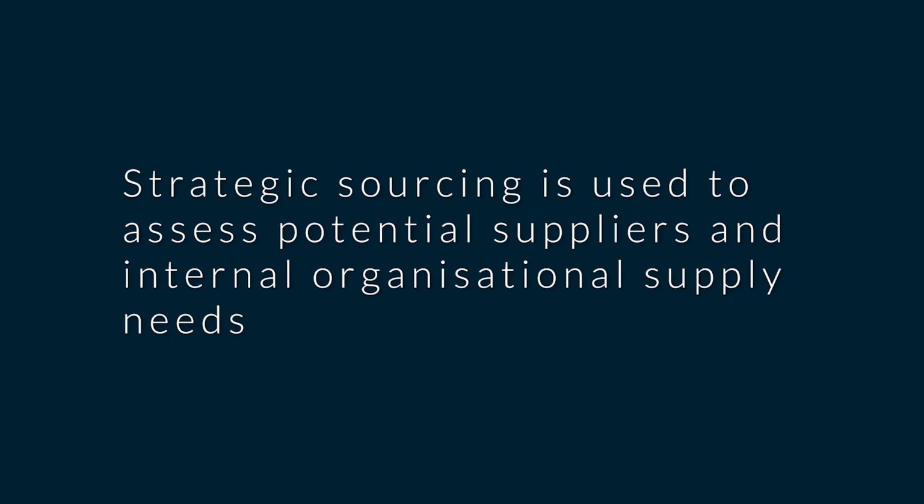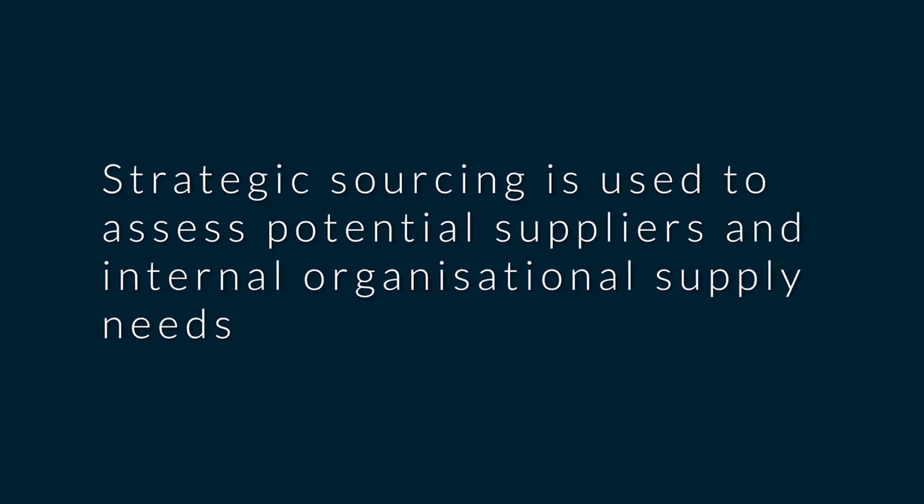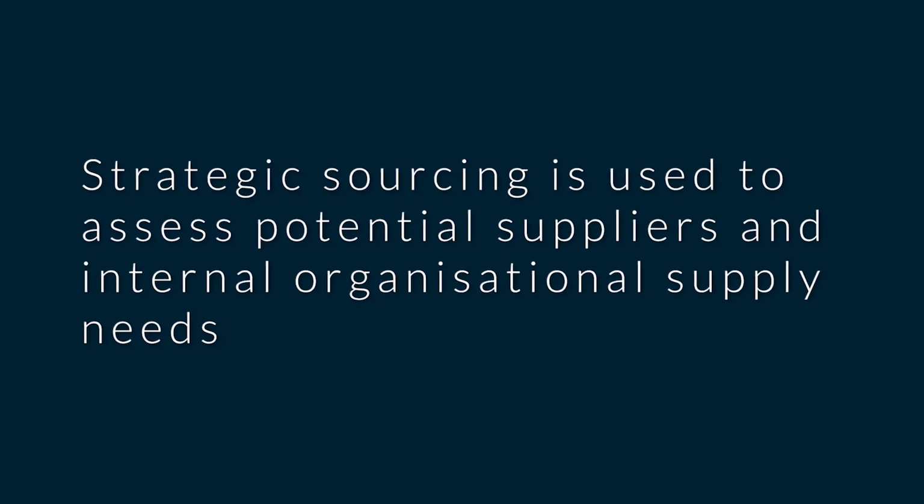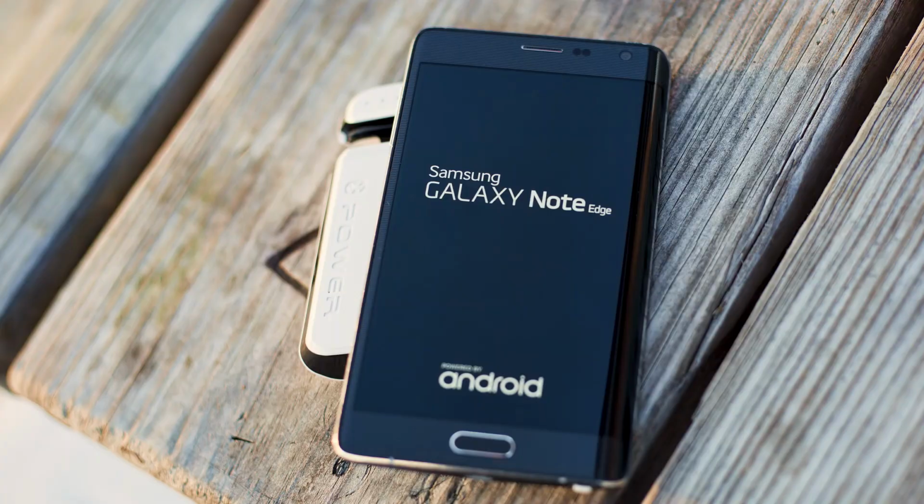Now we also have strategic sourcing, and in this case we're talking about a targeted approach to procurement. You're not just buying things. There is a method to the madness. Strategic sourcing is used to assess potential suppliers and internal organizational supply needs. You see a lot of this in something like category management. What is that? In this case, we're talking about goods that have similar characteristics, so it's the way you categorize the things that are being supplied.